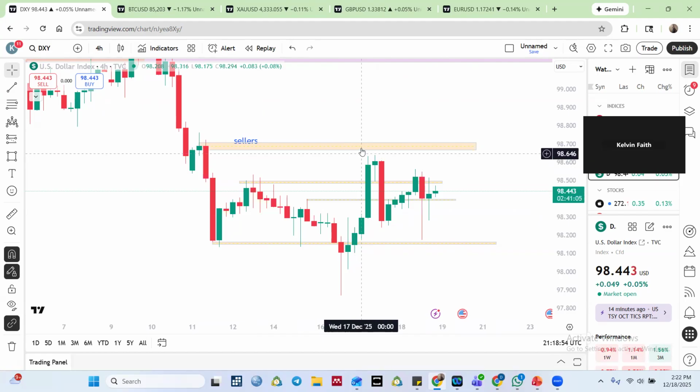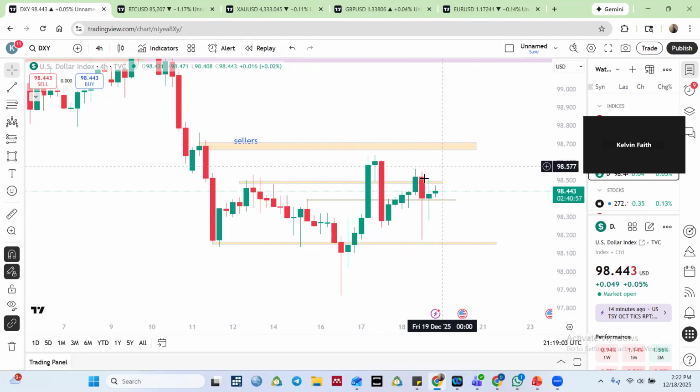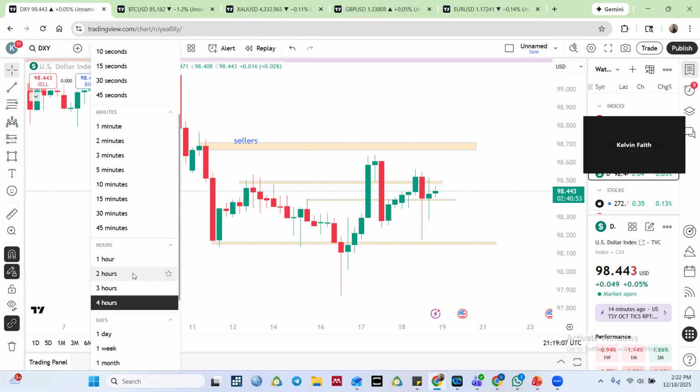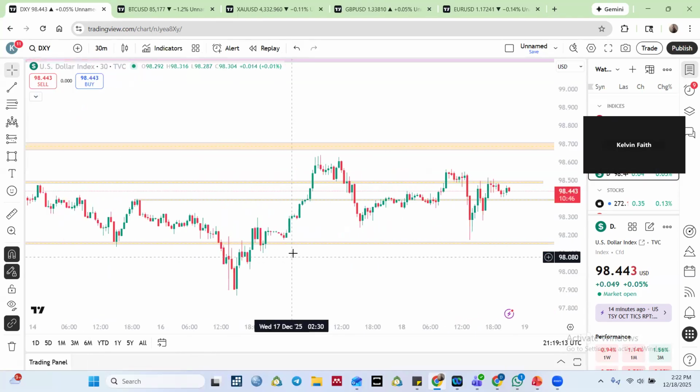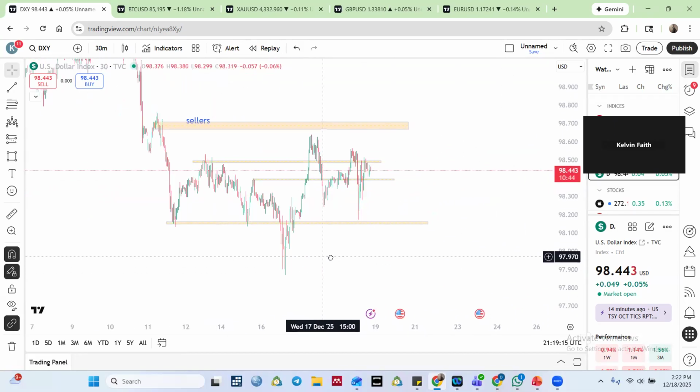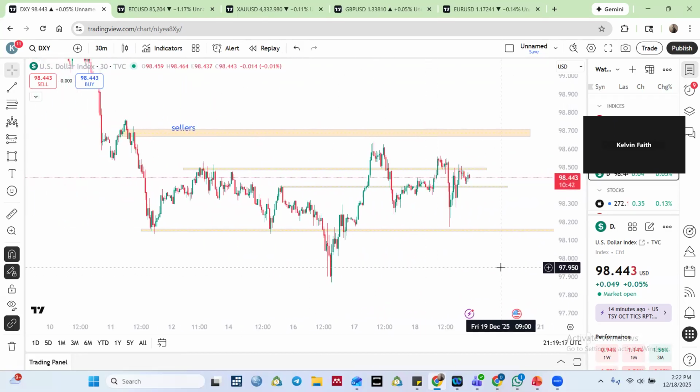So we see an evening star formed at this level. Then the market now goes up and it's trying to retest this area. So now, this is the 4 hour. Let me scale to a lower time frame, like 30 minutes, and see what I'll find. So I go to the 30 minutes here. What do I see?